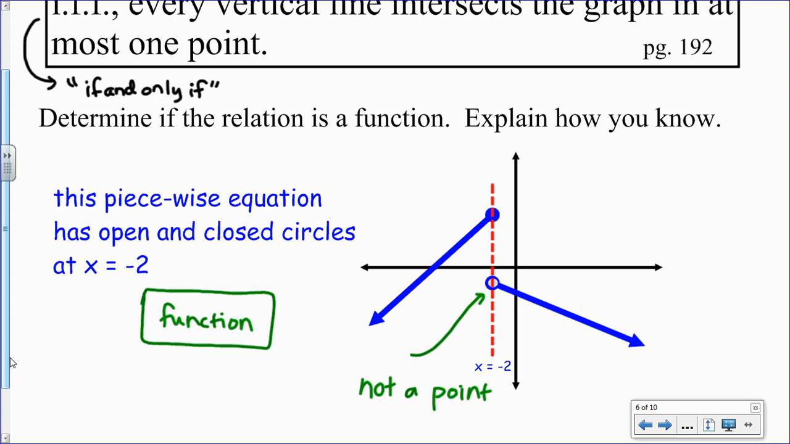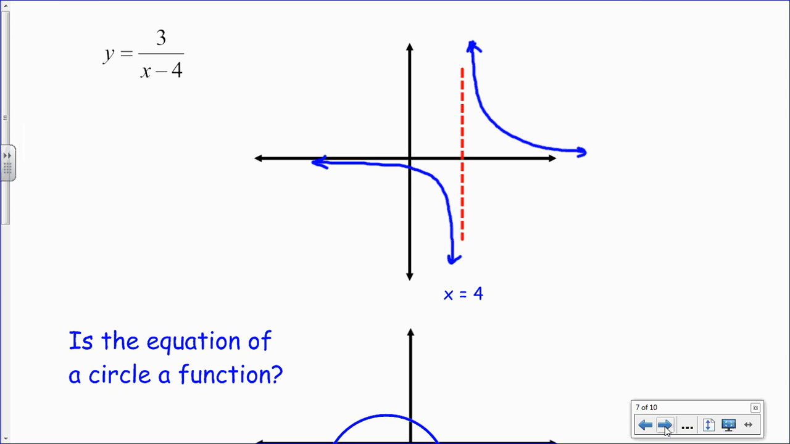So we're going to look at a couple more graphs. So this is a rational equation. If I use this as my vertical line, okay, once. It looks like it would maybe go through more than once here, but the graph doesn't actually get vertical. It doesn't get straight up and down. It gets really, really close, so it looks like it does. Same thing up here. So they still just go through one time. So yes, this one is a function.